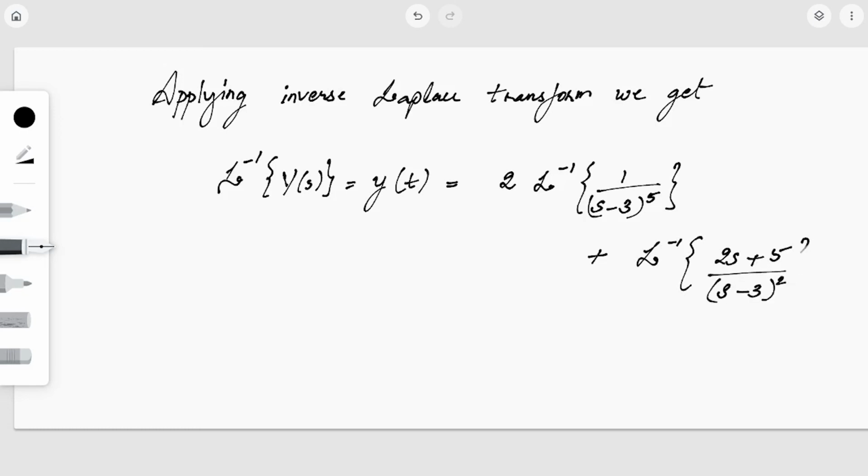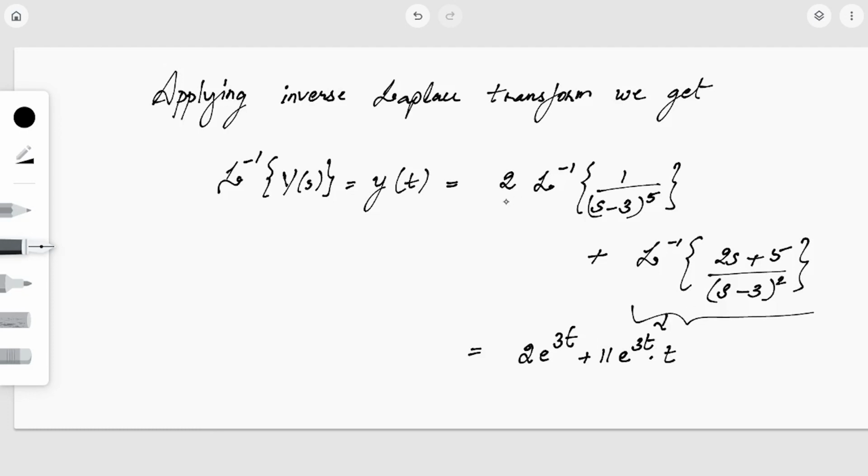This Laplace transform was the very first example that we had seen, and we know that the value is correspondingly equal to 2 into e raised to 3t plus 11 into e raised to 3t into t. That is the corresponding inverse of this.